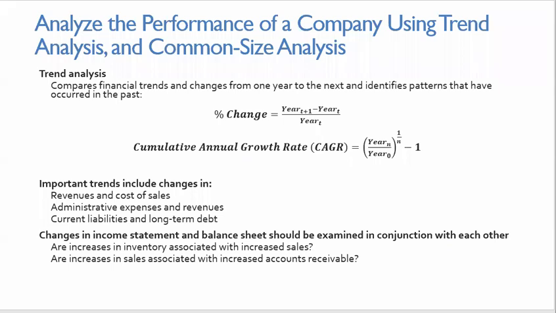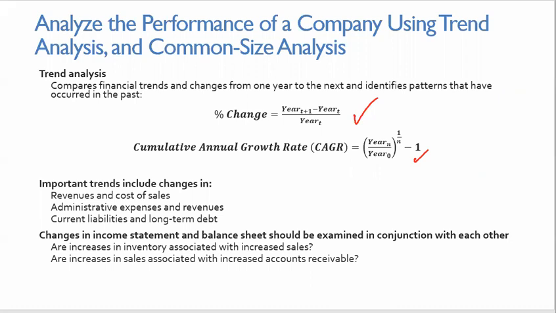So here, one way to analyze performance is using trend analysis and common size analysis. So let's start with trend analysis. Basically, you look at the trend of the account. Okay, so you can determine the percentage change, no, from year of the account from one year to another. You can also look at the cumulative annual growth rate. And how do you compute it? Year n over year 0, 1 over n minus 1.